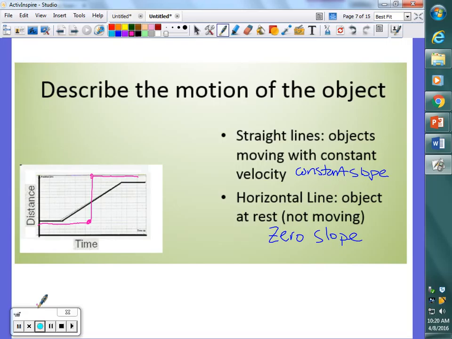Exactly. And from a mathematical standpoint, what do you know is the slope of a vertical line? Or what do we say about the slope? It's undefined. It doesn't have a slope. Okay. All right, good there?